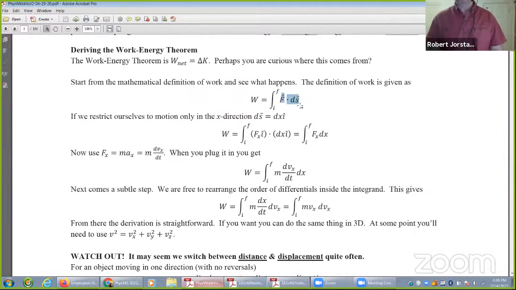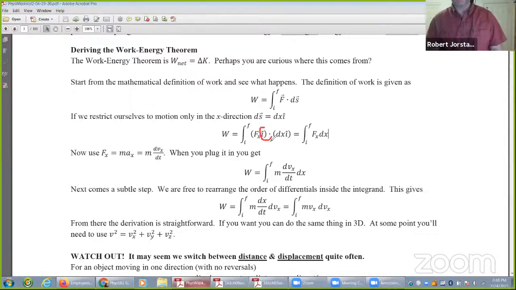So that's the definition, right? Here, I could take a force, and just for right now, if we're in 1D motion, I get a force in the i hat, and then ds becomes just dx in the i hat. i hat dot i hat. This i hat dotted with the other i hat, that's equal to 1, right? Any unit vector dotted with itself is 1.